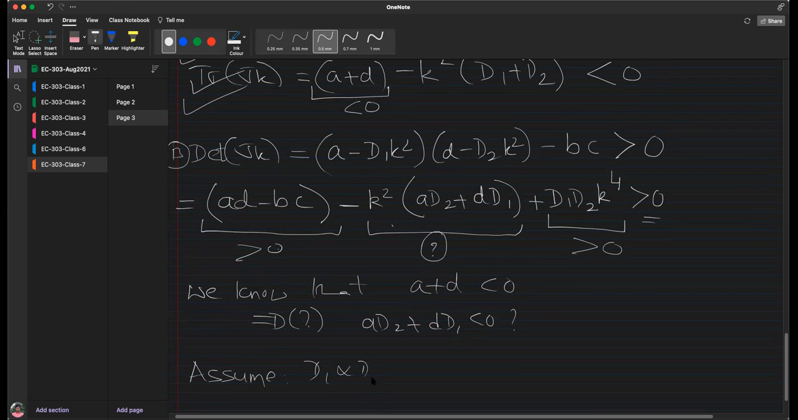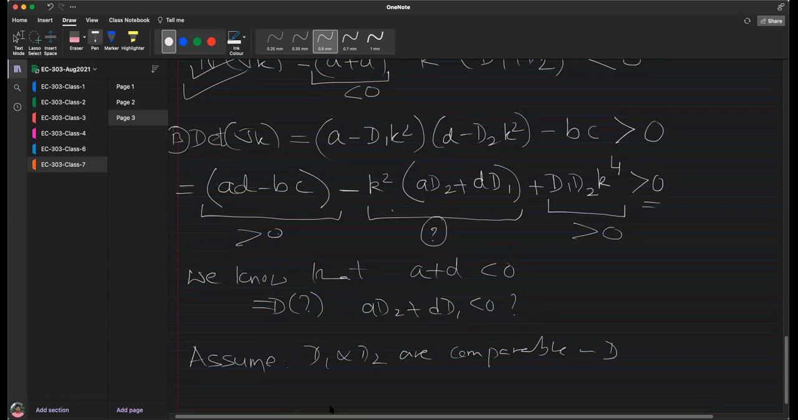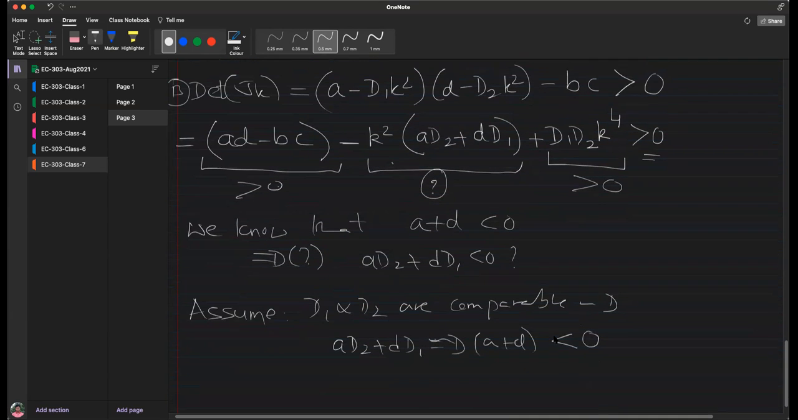D1 and D2 are comparable, okay? And let's call them D. What happens? This term then becomes AD2 plus DD1, which is basically D times A plus D, which is negative, which means this is negative, and negative with a negative becomes positive. Then therefore the entire determinant will be positive, right?